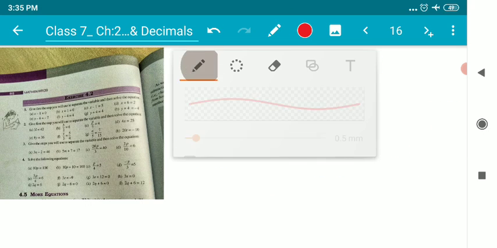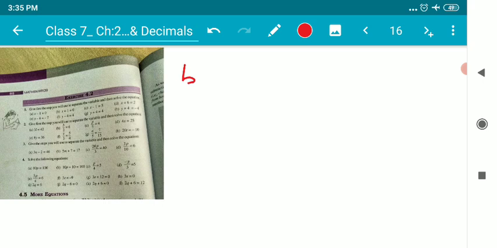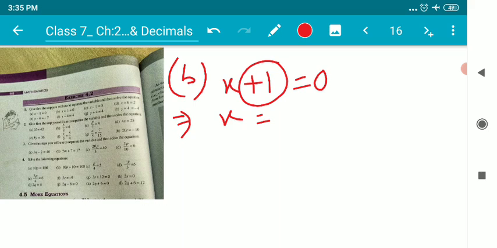We will just write the first step and we will solve it. Number B is about x plus 1 is equal to 0. Okay, children, so what are we supposed to do? We will just write x is equal to, and plus 1 will be transposed to the right hand side. As we all know, whenever we transpose any number from one side to the other side, the symbol or operation changes. Plus becomes minus, minus becomes plus. So as it is plus 1, it will turn into minus 1. So it will become 0 minus 1. This minus 1 I am obtaining from the left hand side plus 1.